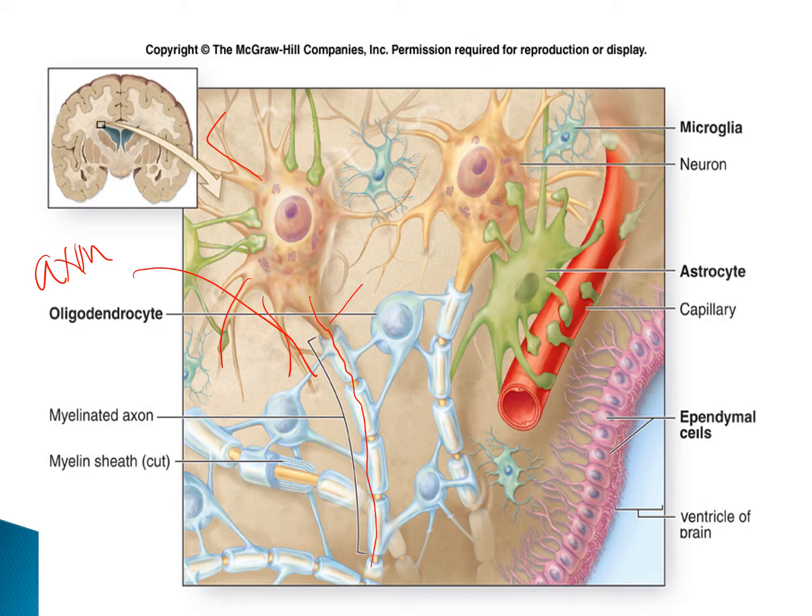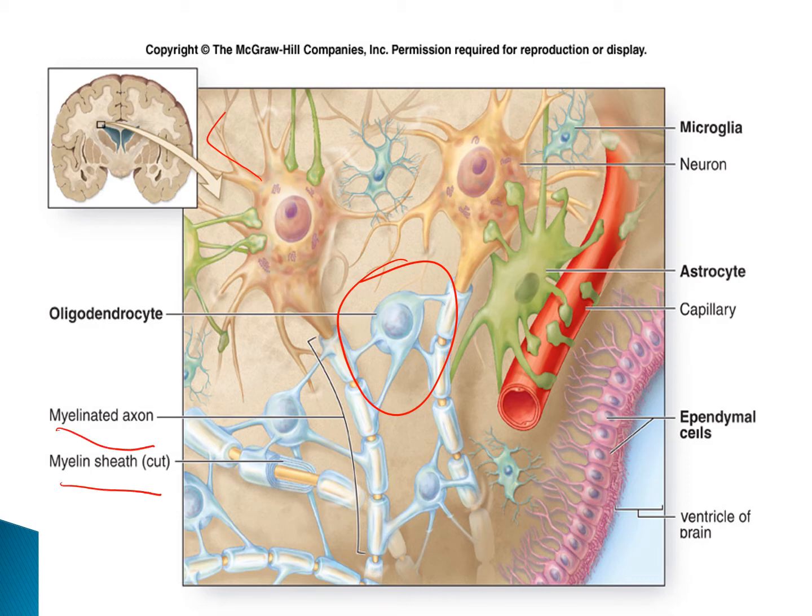But what you're also going to see here are types of glial cells that are providing support. Here we have the oligodendrocytes. See, they're actually wrapping around the axons. We'll get into what that's called, but it's called a myelin sheath. So you can see here the myelinated axon and the myelin sheath.